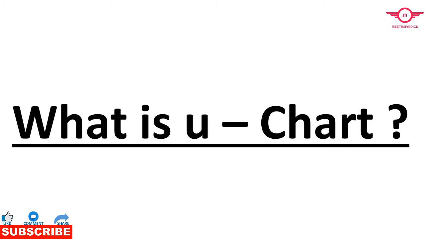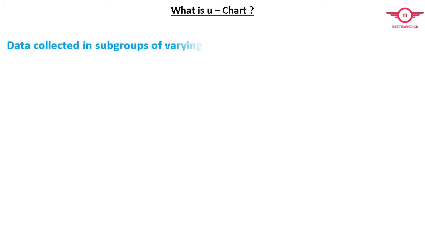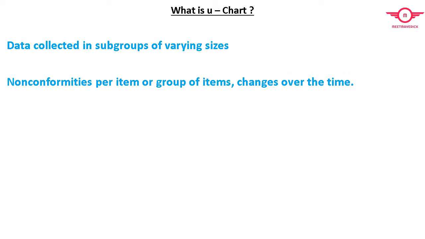What is a U-chart? A U-chart is an attribute control chart used with data collected in subgroups of varying size. A U-chart shows how the process, measured by the number of nonconformities per item or group of items, changes over time. Nonconformities are defects or occurrences found in the sampled subgroup.